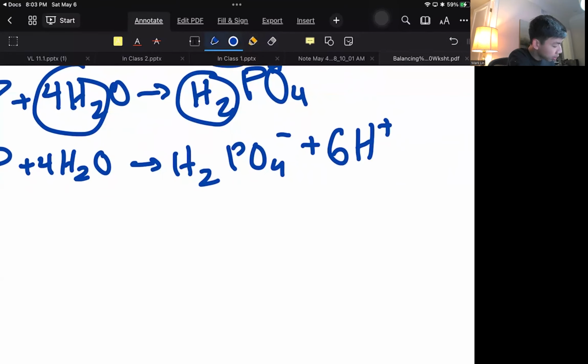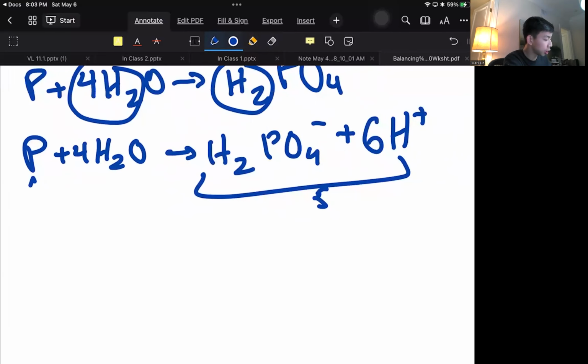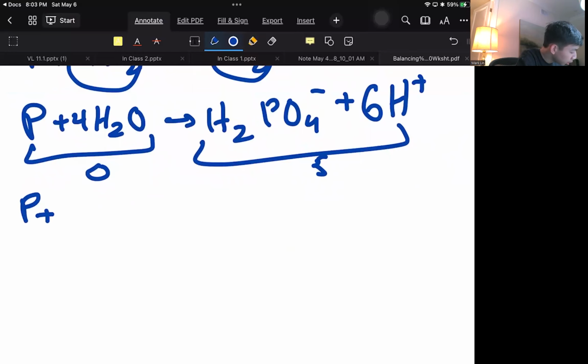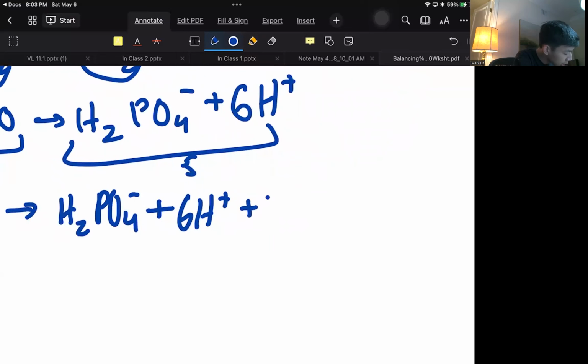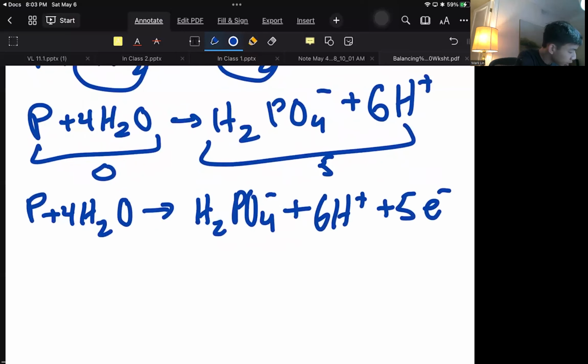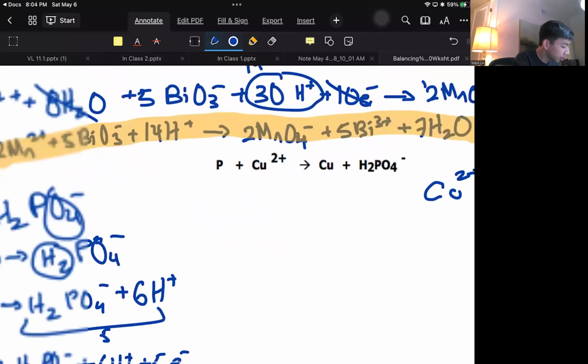So if this side has a charge of +5 and this side has a charge of 0, how many electrons do you think we're going to add to the product side or the reactant side? The answer is we're going to be adding 5 electrons to the product side. So we're going to rewrite this as P plus 4H2O gives H2PO4 minus, plus 6H plus, plus 5 electrons. All right, cool. Now you have that.